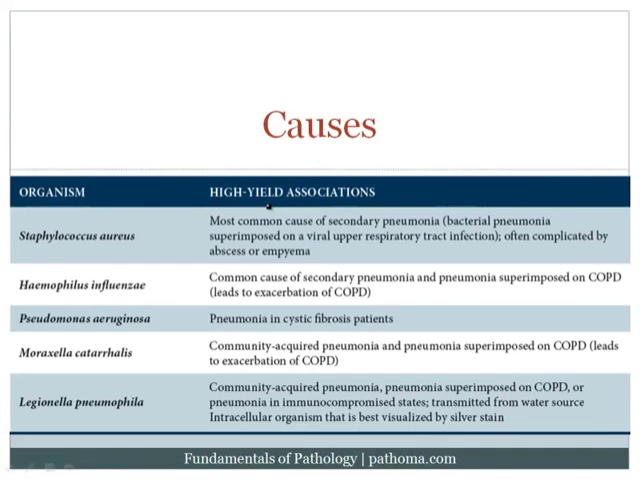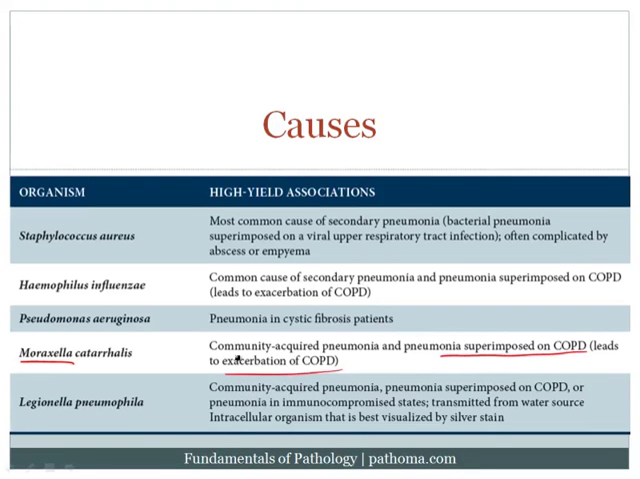This is a common cause of secondary pneumonia, which we've already talked about, and pneumonia superimposed on COPD. So patients with COPD can get superimposed pneumonia, which then leads to exacerbation of the COPD. Pseudomonas aeruginosa can also cause a bronchopneumonia. The classic patient who develops this is the cystic fibrosis patient. Moraxella can create a bronchopneumonia. This would be seen as a community-acquired pneumonia and a pneumonia that could be superimposed on COPD, again leading to an exacerbation of COPD.